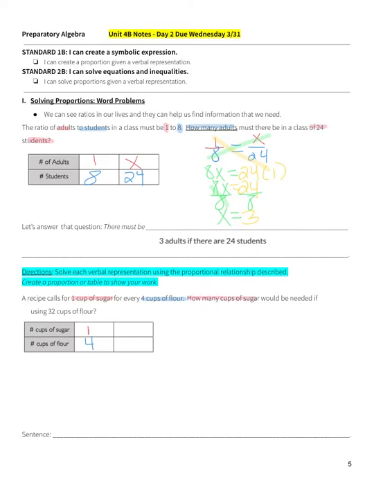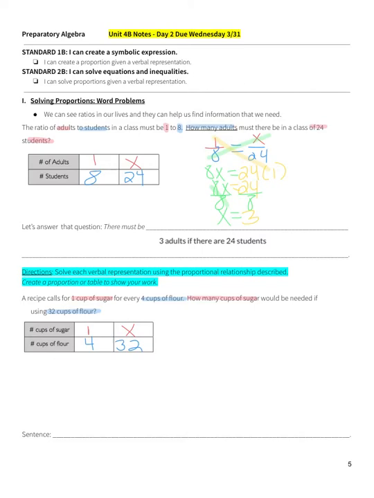So we don't know the cups of sugar because it's asking what, so that's our unknown. How many cups of sugar would be needed using 32 cups of flour? So we're looking at what the sugar is if we have 32 cups of flour. Now we need to go ahead and set up our ratio.